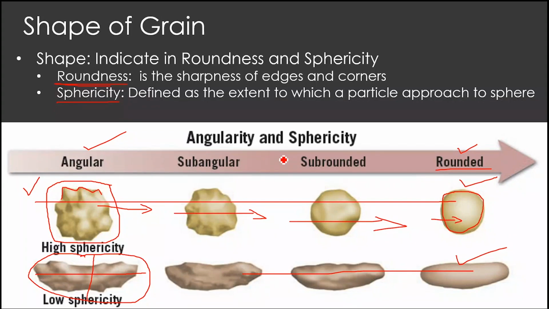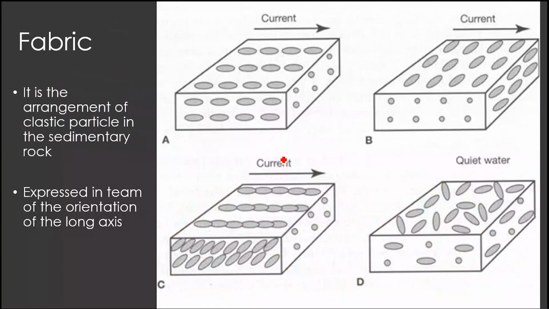Now the next parameter is how these grains are arranged, the arrangement of these grains in the rock. Here in this case, these grains are arranged quite parallel to the direction of current. Current means the direction of flow of the material which is transporting these sediments. All these are well oriented. Whereas in this case, these are all randomly oriented. The long axes of these grains are not properly oriented. So this indicates the fabric of the rock.